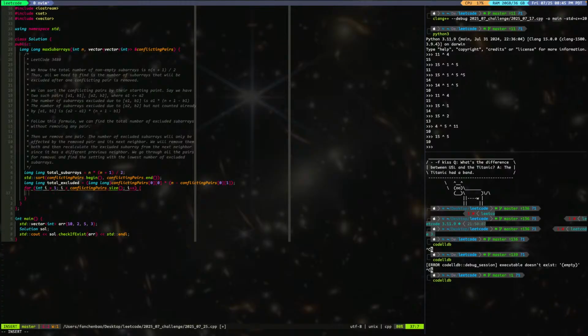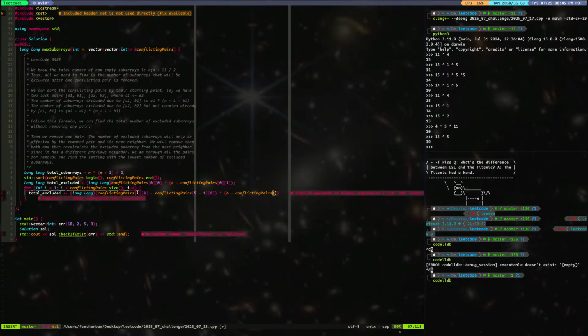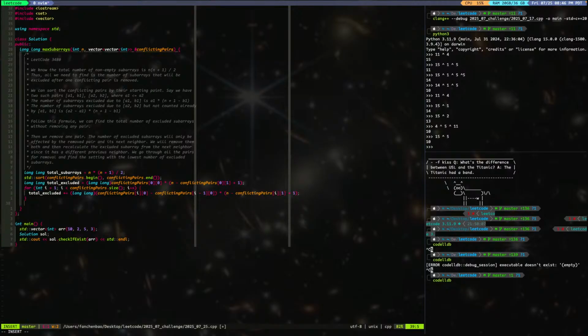Okay, so total excluded. Now I'm a little bit worried. So here is conflicting pairs i 0 minus conflicting pairs i minus 1 0. That's that. And times n minus conflicting pairs i 1 plus 1. So this is finding the total number of excluded.